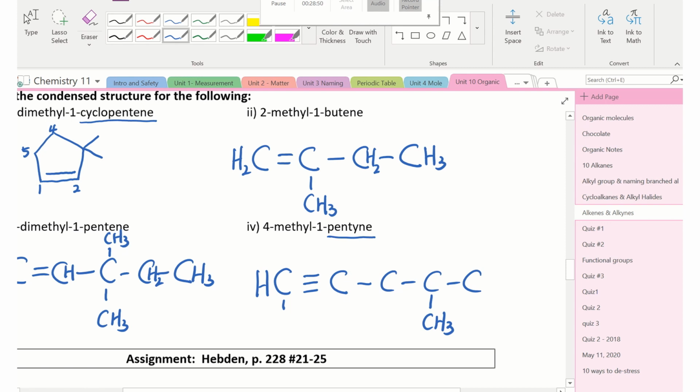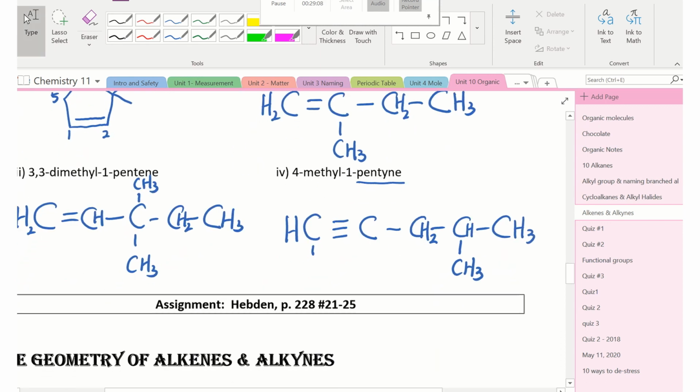The second carbon here already has 4 bonds, so it's all set, completely bonded. And the third one here, you need 2 hydrogen. The fourth one, you need one more, right? And the last one, you need to have 3. Okay, so each carbon has 4 bonds.